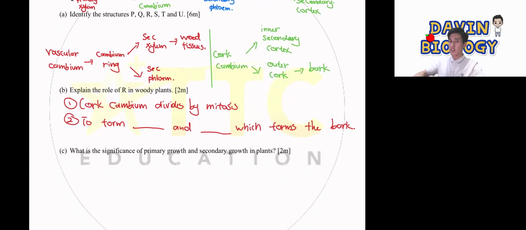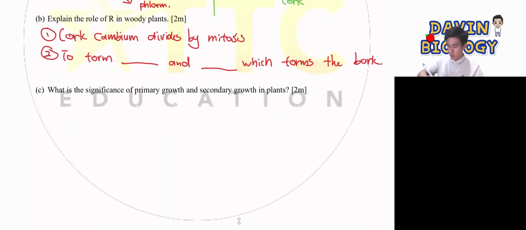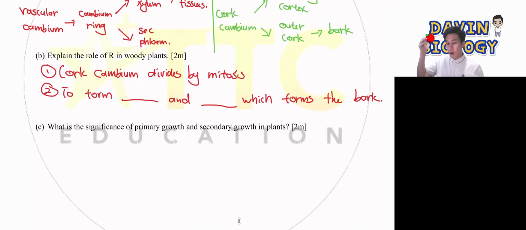What is the significance of primary growth and secondary growth in plants? Oh, yes, we haven't mentioned this today, right? So primary growth, we already know, is to increase the length. But when a plant increases in length, it can go in two directions. It can go up, that's for the shoot. It can go down, that's for the root, right? So you can write both. So I write both here.